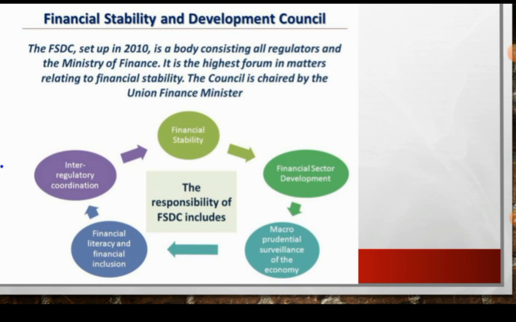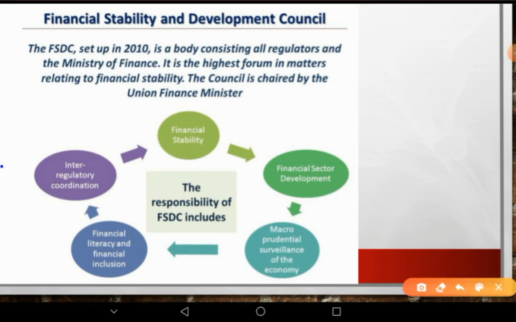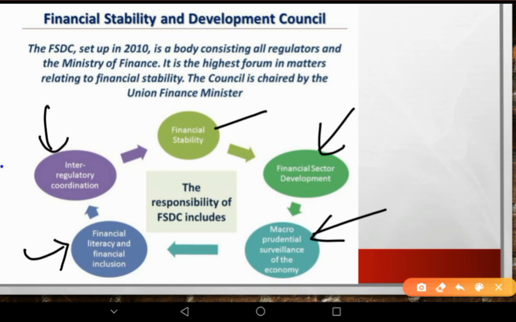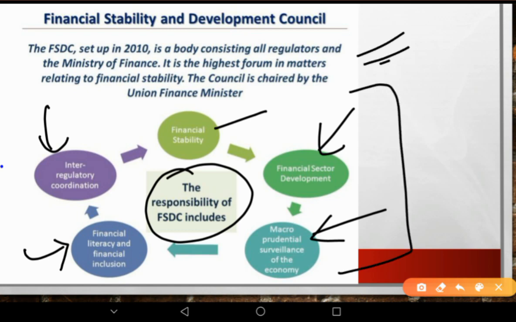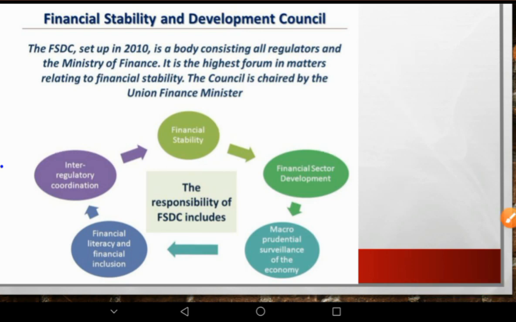Majorly five things are there which RBI looks after in the Financial Stability and Development Council report. First is financial stability, second is financial sector development, third is macro-prudential surveillance of the economy, fourth is financial literacy and financial inclusion, which is extremely important, the top agenda for any government, and fifth is inter-regulatory coordination. So the responsibility of FSDC is all these five, and the MCQ can also be created from these five points. Okay, so do memorize it, do take a screenshot if you want to do so.